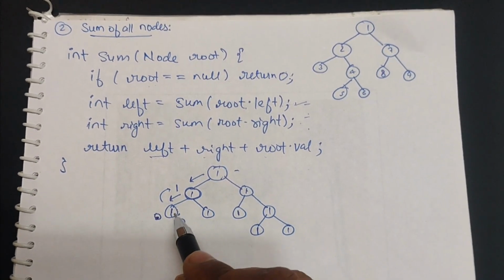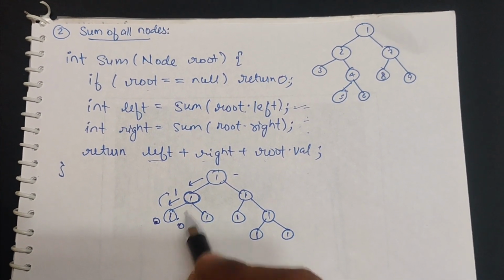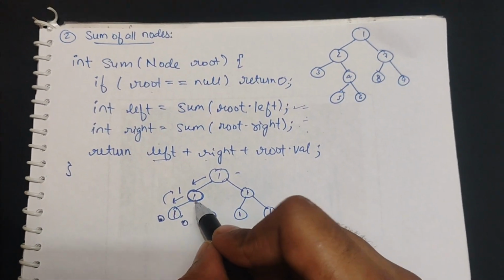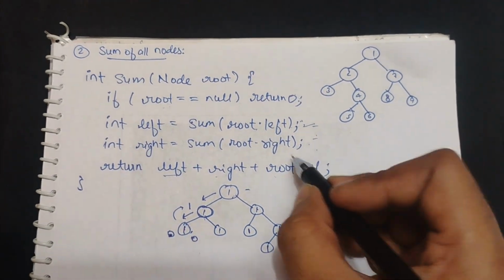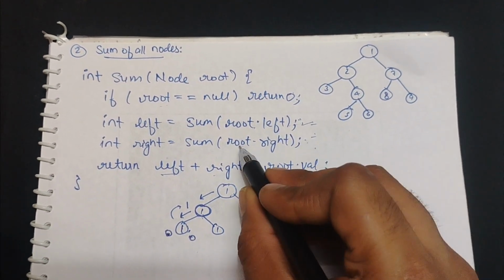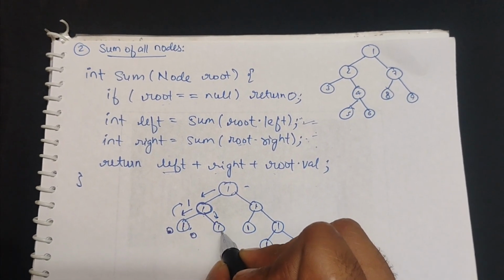Now this has completed execution. Now the recursion call will come over here. So now this function has got 1 from its left. Now it will calculate right. So now it will come below and do root dot right. Now the pointer will come over here.